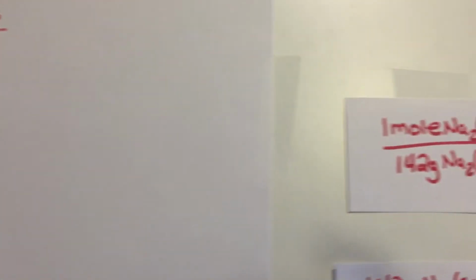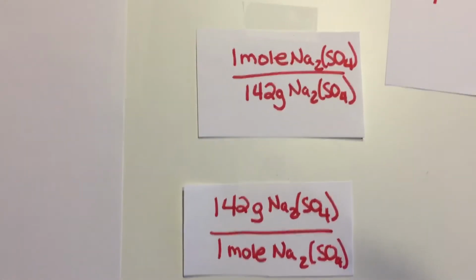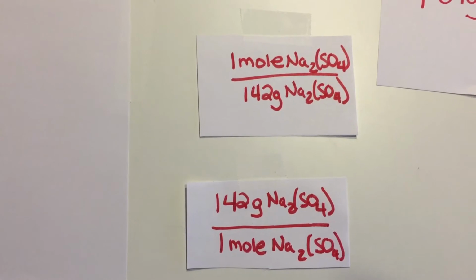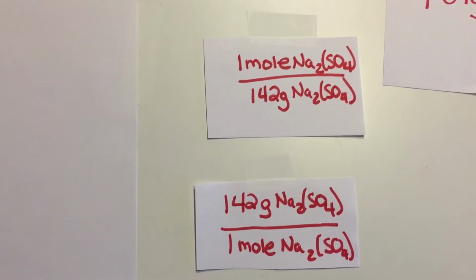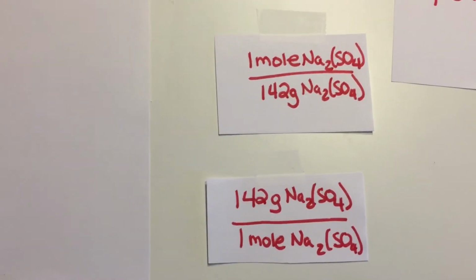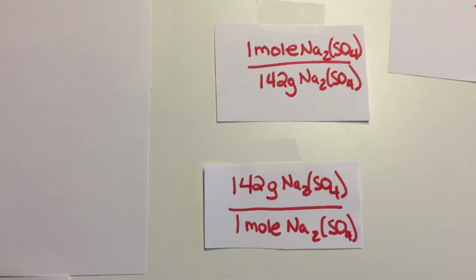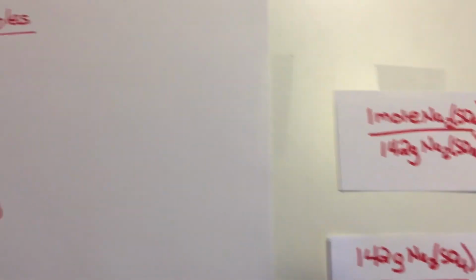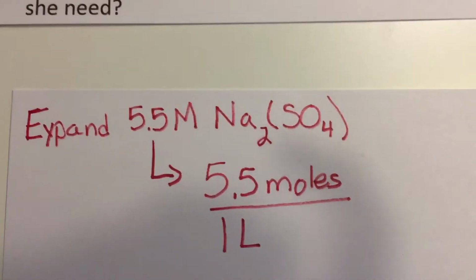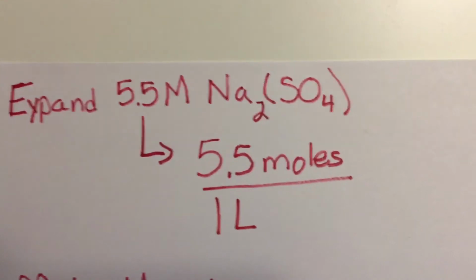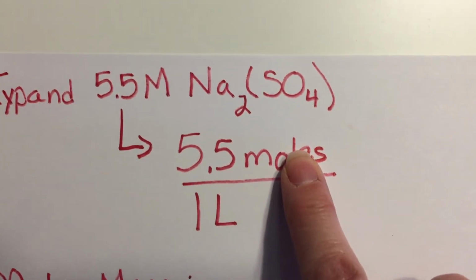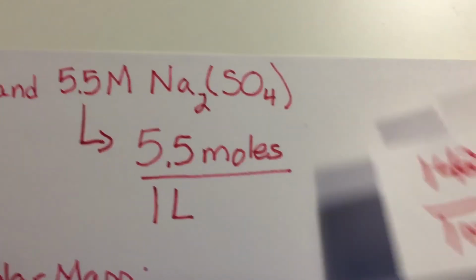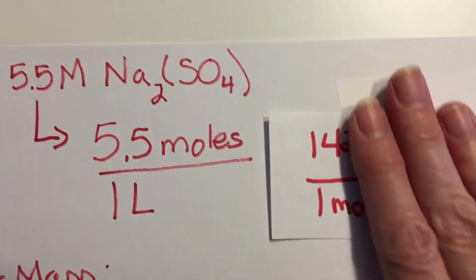Okay, so our conversion factor is 1 mole of sodium sulfate is the same as 142 grams of sodium sulfate, or 142 grams of sodium sulfate over 1 mole of sodium sulfate. So which one do we want? We'll go back up to our original. We're trying to convert to grams, so we have moles here, so we're going to want moles down in the denominator. So we're going to take this and multiply those two.